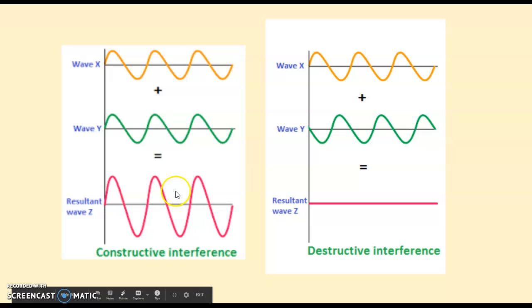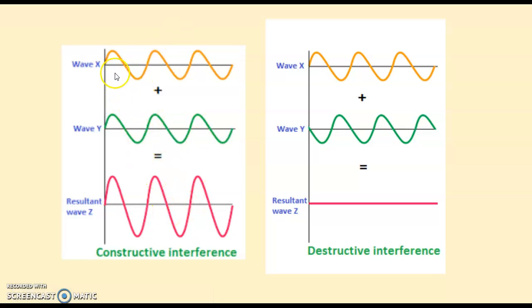This is an example of constructive. My crest is aligned with crest, therefore it gets bigger. Destructive, crest is aligned with trough, and therefore it cancels out.